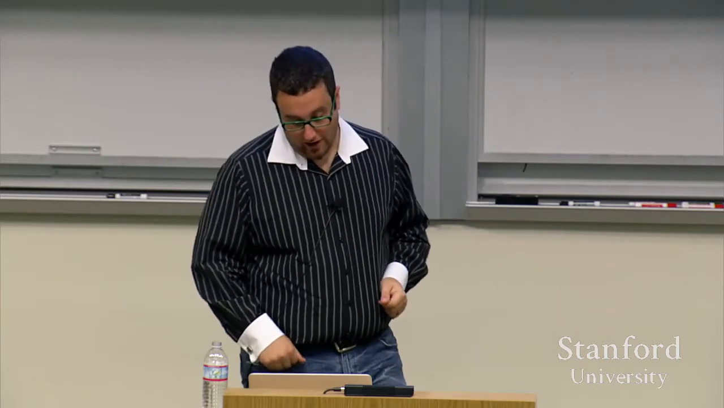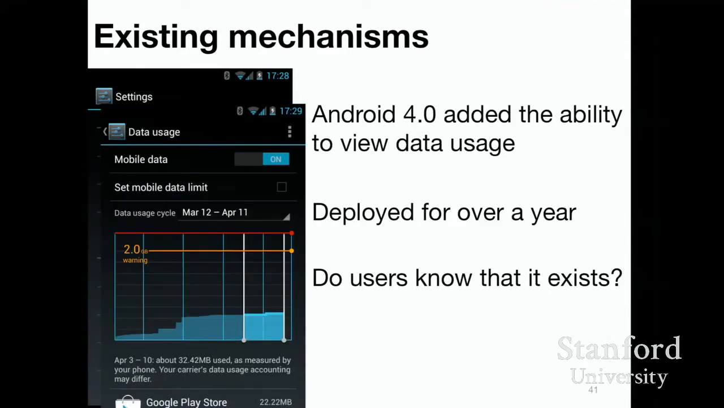So right at the time that we were doing this, Android 4 had been out for about a year, and it added this new feature for data usage. In the settings panel, you can click this, and it brings up a panel. It shows the graph of your data usage over the past month. And if you scroll down, it'll show the applications by order of how much data they use. This is not something that they were publicizing or training users on. So we wanted to see, given that this has been in deployment for about a year, are users aware of this and would they take advantage of it?